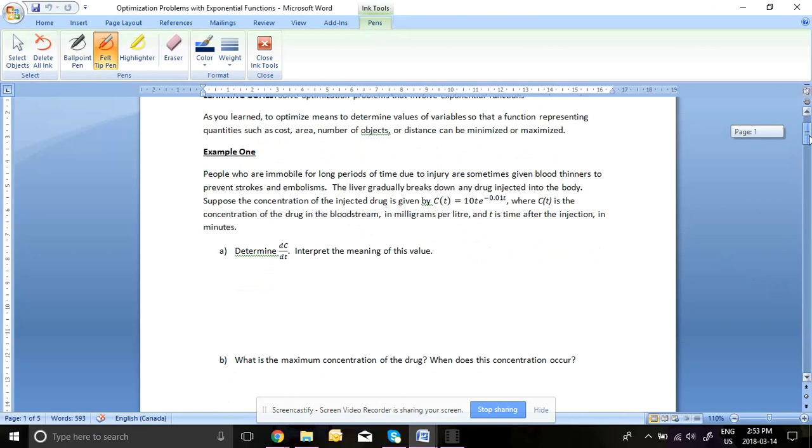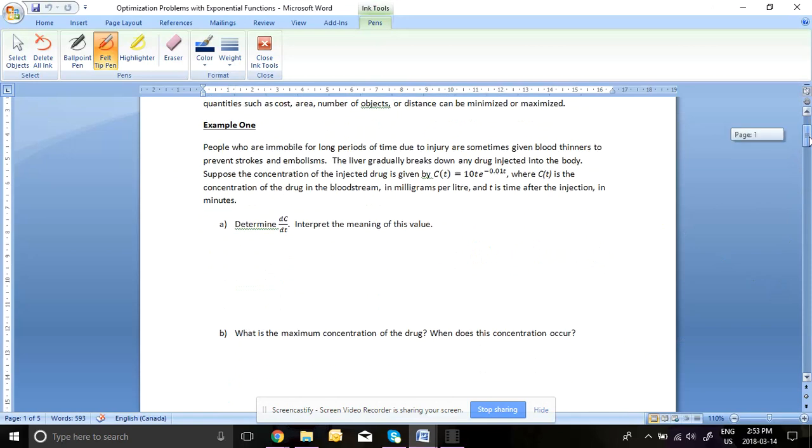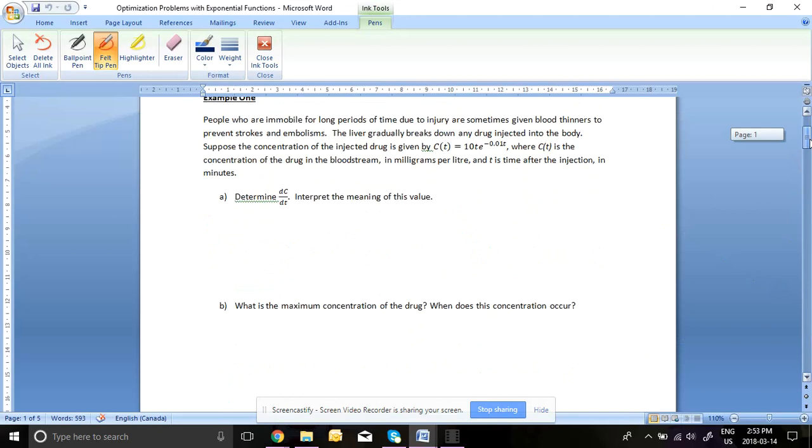Remember, optimize means to determine values of variables so that a function representing quantities such as cost, area, number of objects, or distance can be minimized or maximized. In other words, we are looking for when the derivative is equal to 0. Again, that is because when the derivative is equal to 0, the slope of the tangent is 0. That means the tangent is a horizontal line and therefore at a potential maximum or minimum.